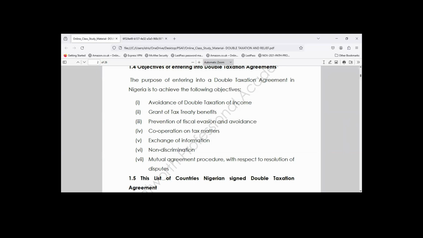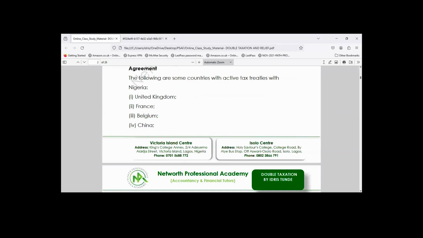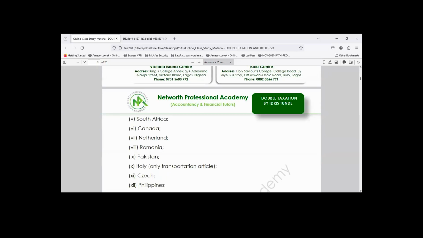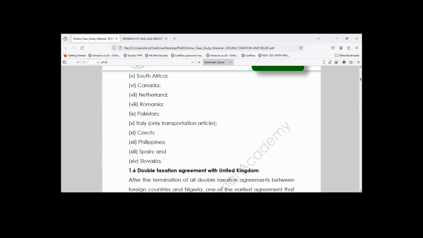List of countries with which Nigeria has signed double taxation agreements. What is the list of countries? UK, France, Belgium, China, Canada, Romania, Pakistan, South Africa, Czech Republic, Spain, Philippines, Italy. All these countries, Nigeria has signed double taxation agreements with them.